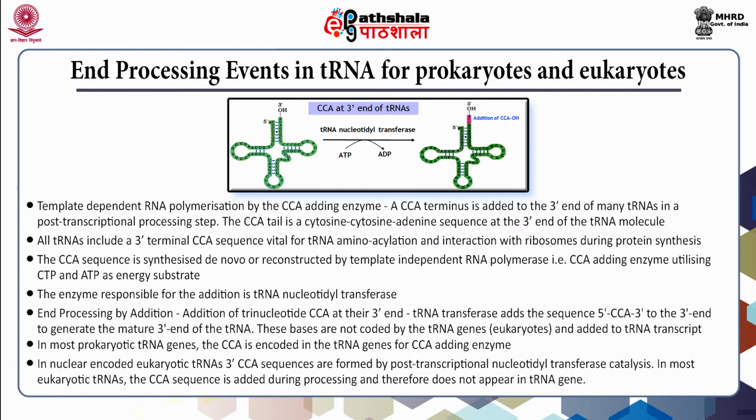Whereas the prokaryotic tRNAs are encoded with the CCA sequences, that is, they possess a gene encoding the CCA adding enzyme, the eukaryotic nuclear encoded tRNA 3' CCA sequences are formed definitely through post-transcriptional nucleotidyl transferase catalysis.